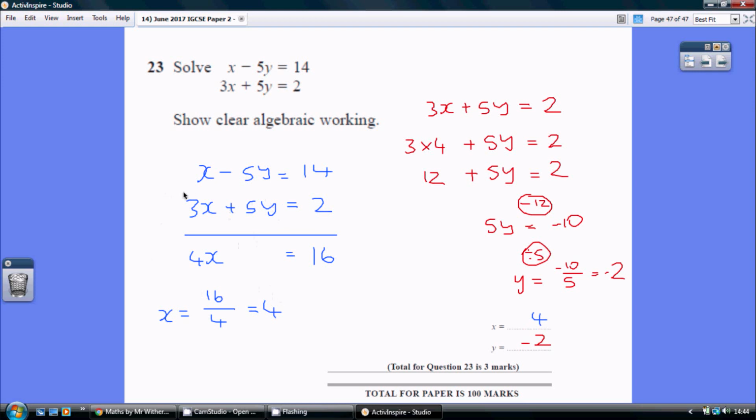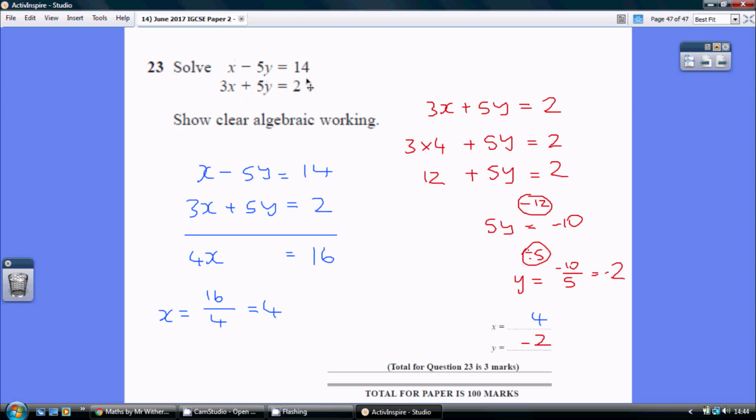So if we add the two equations together, we get x plus 3x is 4x. The y's cancel out, like I just said. 14 add 2 is 16. So 4x equals 16. So x equals 16 divided by 4, which is 4. Now, to work out the y value, we need to go back and substitute this value for x of 4 back into one of the two original equations. It doesn't matter which one.